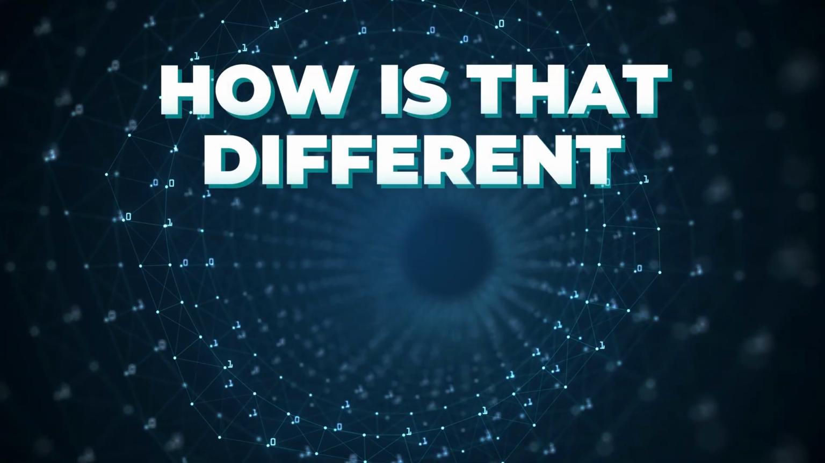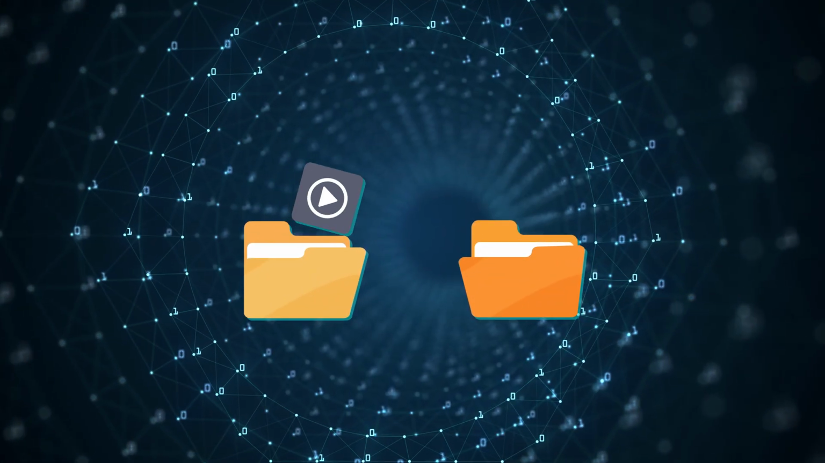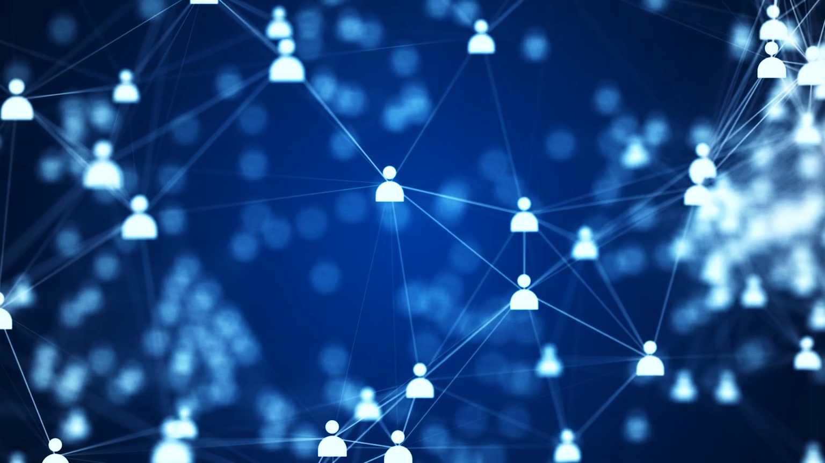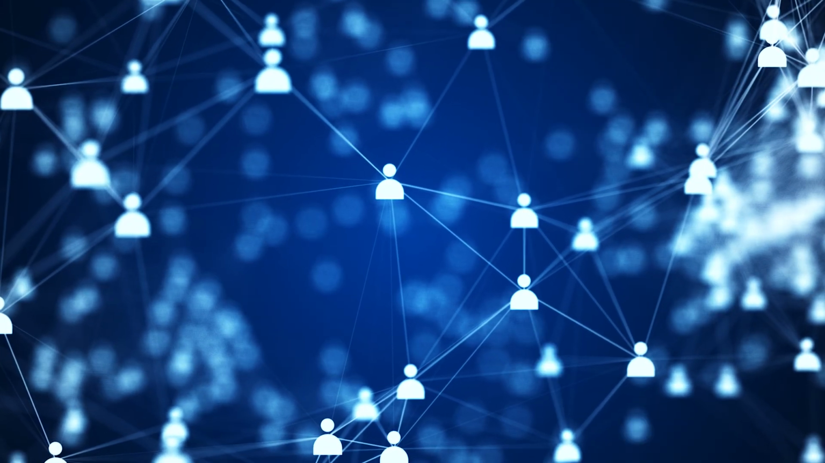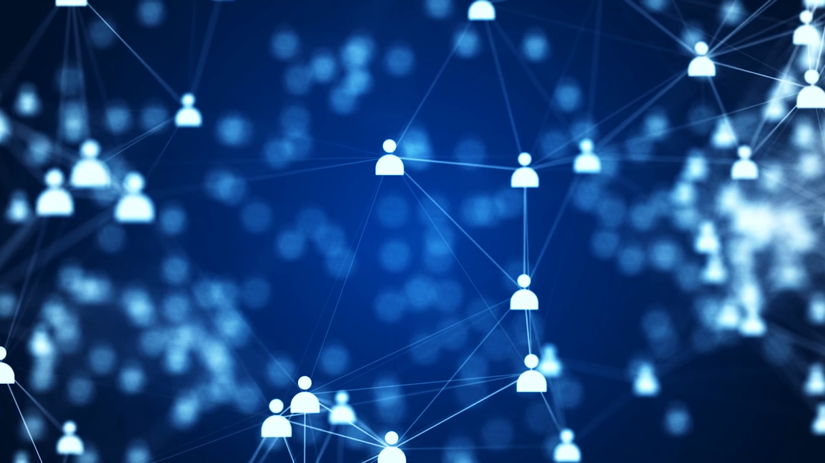Now, how is that different from regular downloading? When you download from a website, you're pulling the file from a single place, like a vending machine. But with torrenting, you're grabbing pieces from a bunch of people at the same time. This group of people sharing the same file is called a swarm. More people means more pieces being shared, which usually means a faster download. But is it always that smooth? Well, not always, but we'll get to that.